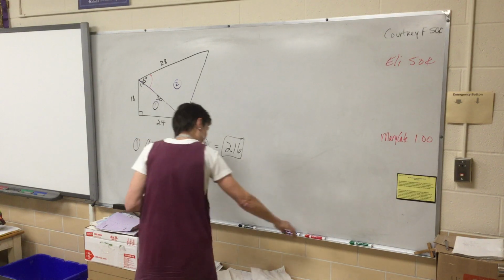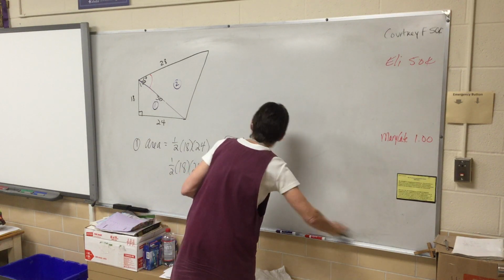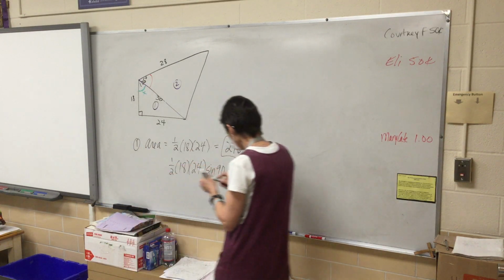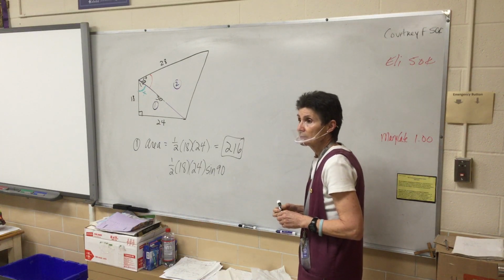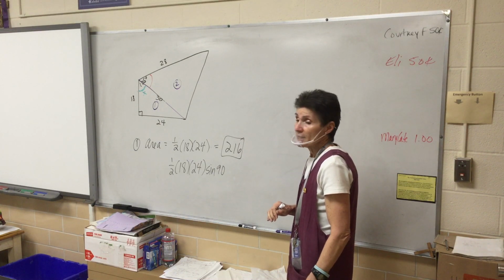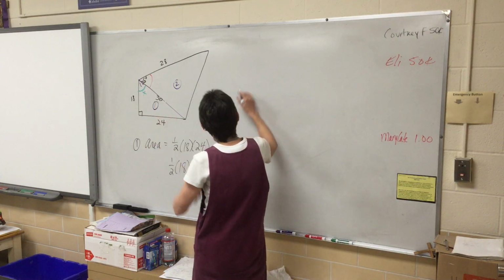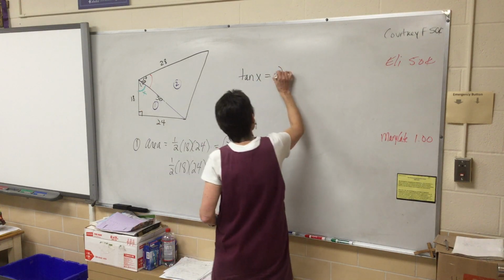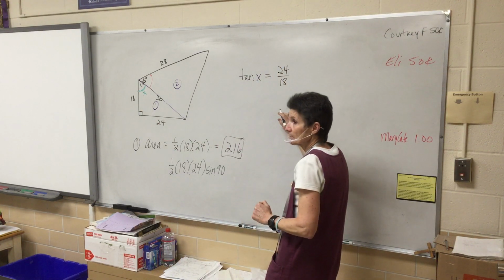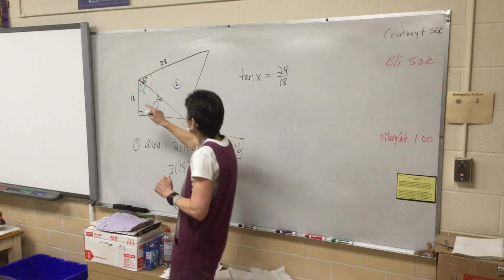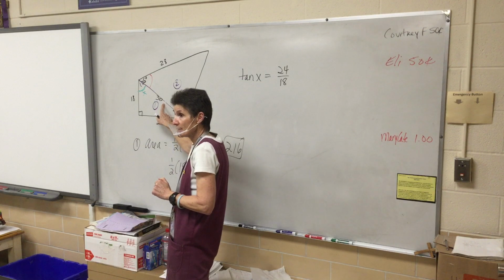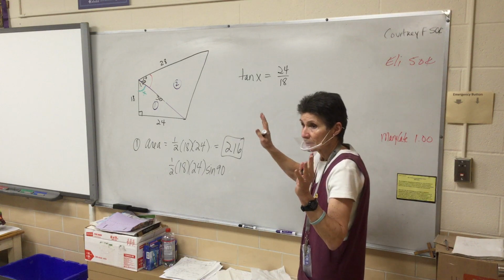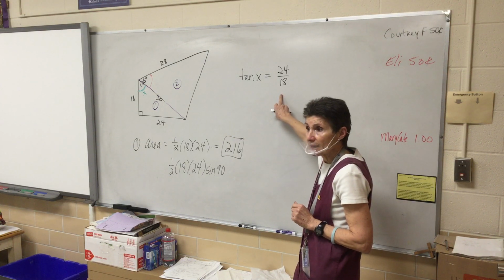Could I find, let me mark it in green, could I find my green angle? I'll call it X. Can I find that angle right there? Oh, shades of chapter 4, people. Yes, you can find that. The tangent of X equals 24 over 18, for example. I could also say the cosine of X equals 18 over 30, or the sine of X equals 24 over 30. Pick a function.